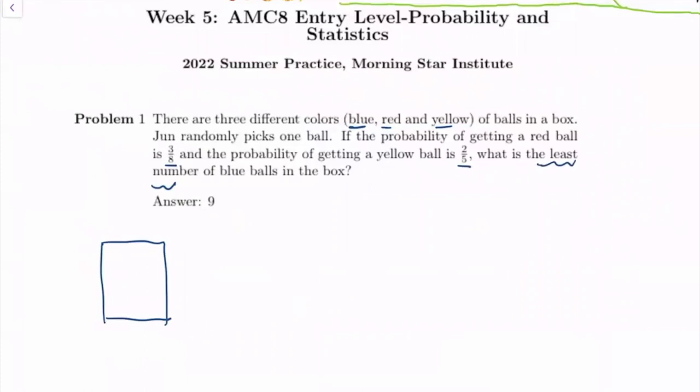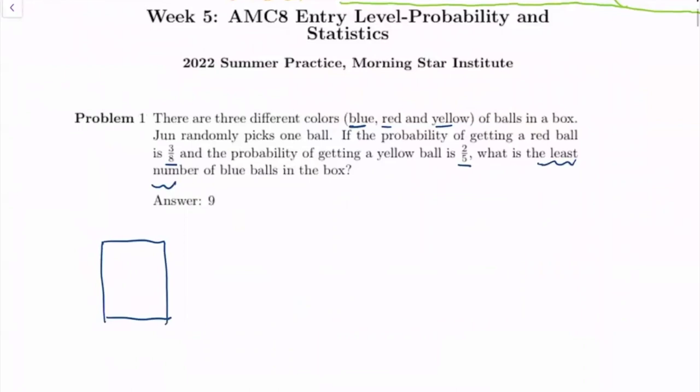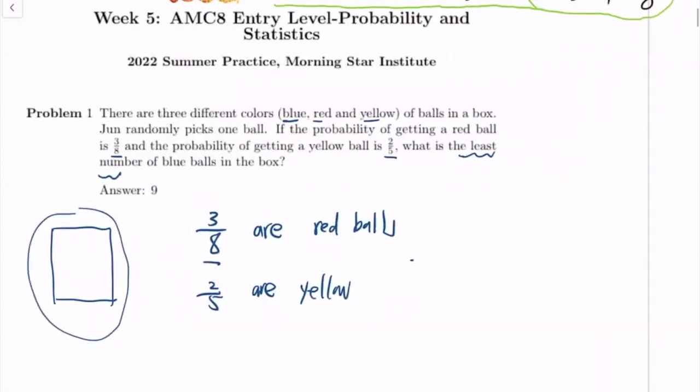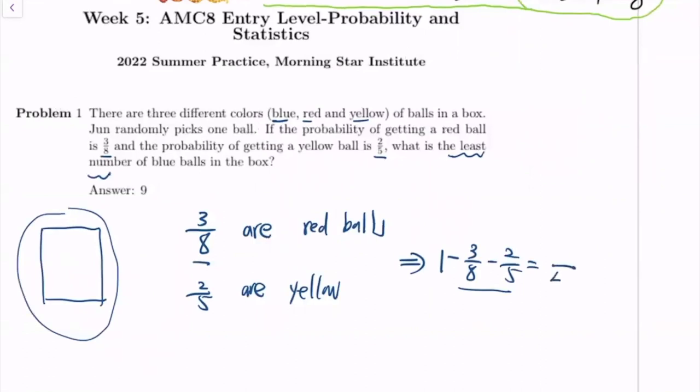Okay, so by the basic formula of computing probability, we know the fraction: if you look at the collection of all those balls, 3/8 are red, and 2/5 are yellow. And from here, the fraction of blue balls will be 1 - 3/8 - 2/5. And then after you combine the fractions using a common denominator, you get 9/40. So 9/40 are blue.